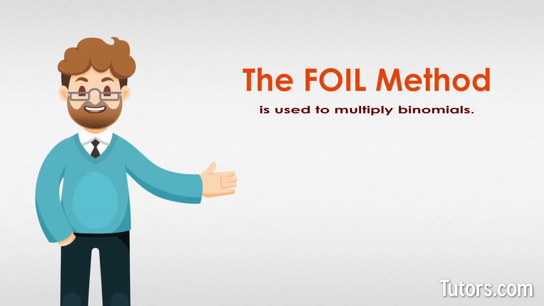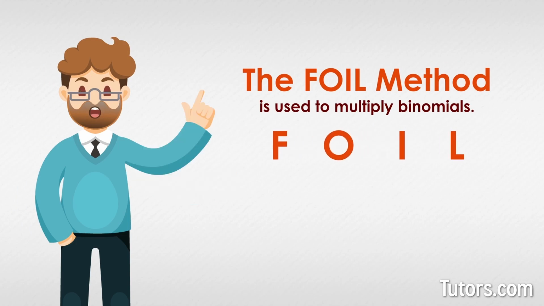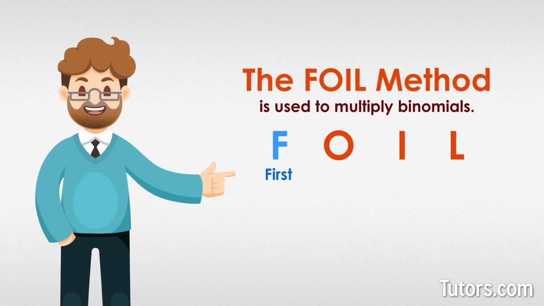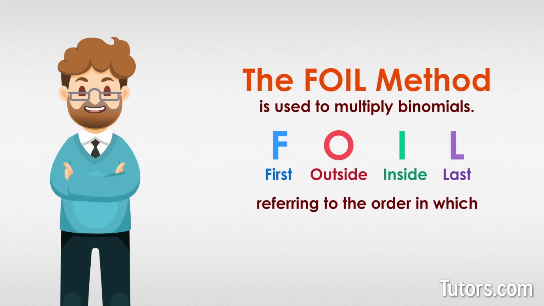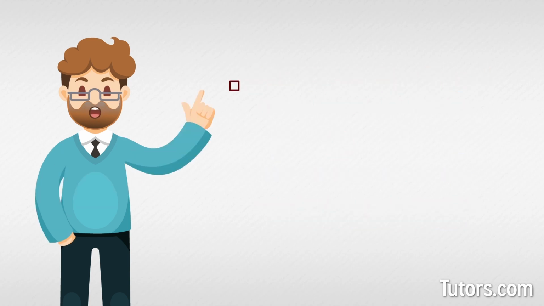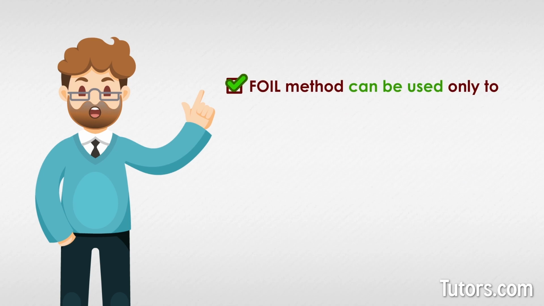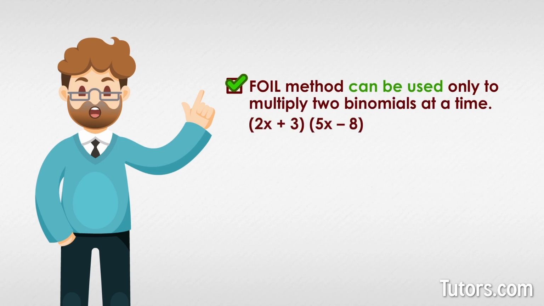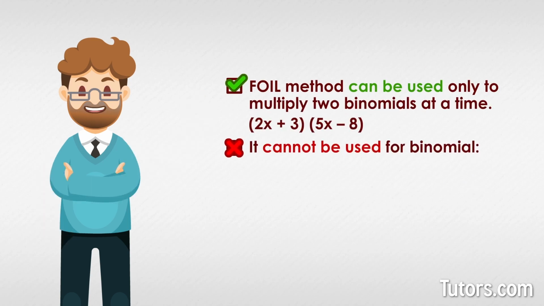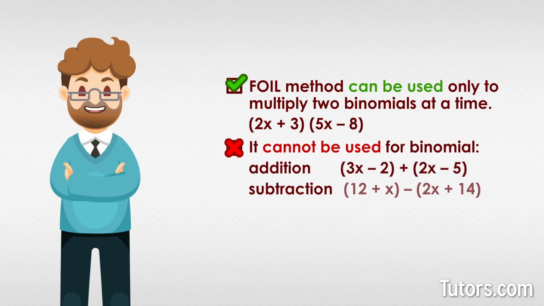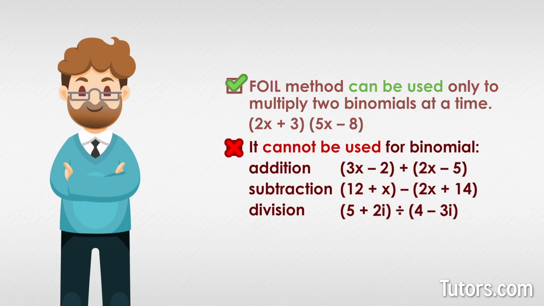The FOIL method is used to multiply binomials. FOIL is an acronym. The letters stand for first, outside, inside, and last, referring to the order in which you should multiply terms. The FOIL method can be used only to multiply two binomials at a time. It cannot be used for binomial addition, subtraction, or division.